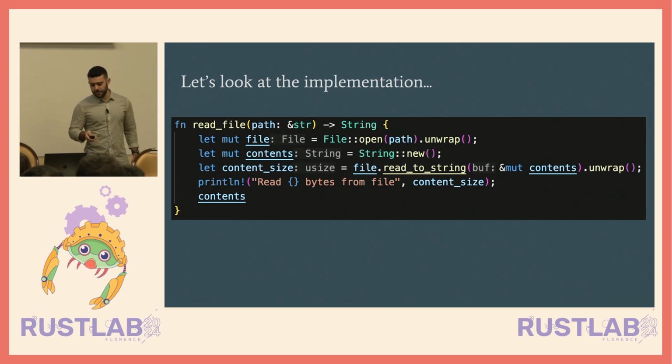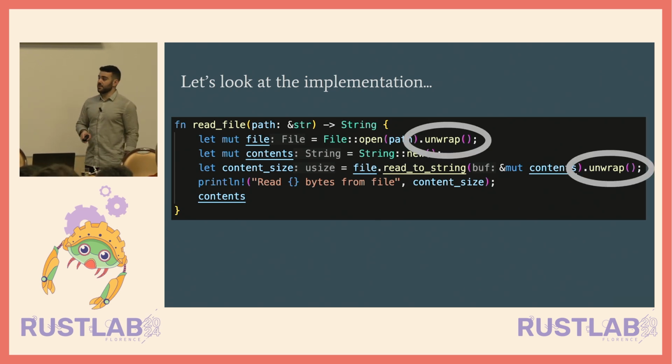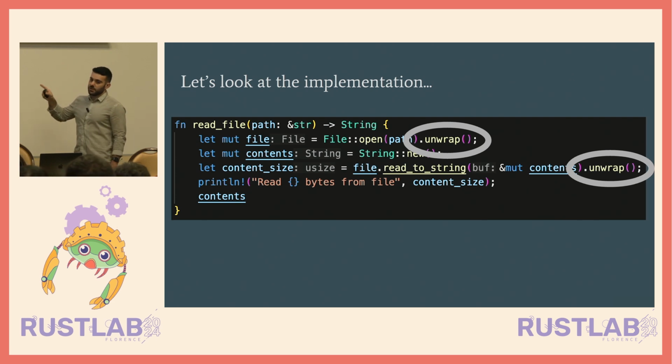Pretty simple function. What we see here are two calls to unwrap. And we saw earlier that we have a failure. The process terminated and panicked because of this unwrap call. So each of these calls can cause a panic. And we know that the call was on a result. So this means that open and read to string both return a result.